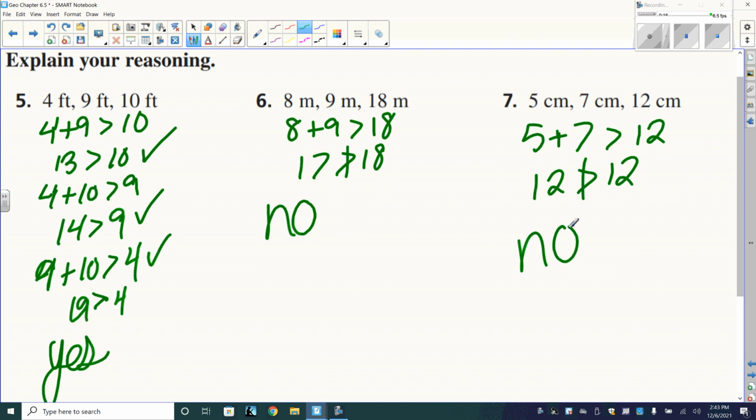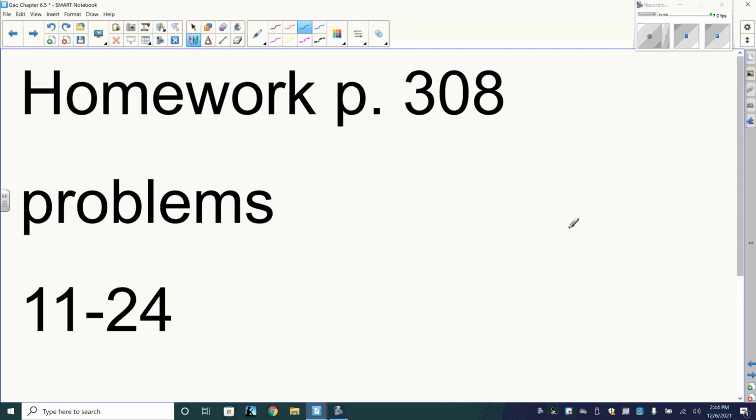Any questions on this here? All right. Your assignment for 6.5 is on page 308, and it's problems 11 through 24. Go on and copy that down, and once y'all get that copied down, we're going to look at 6.6. Did we get the homework copied down?